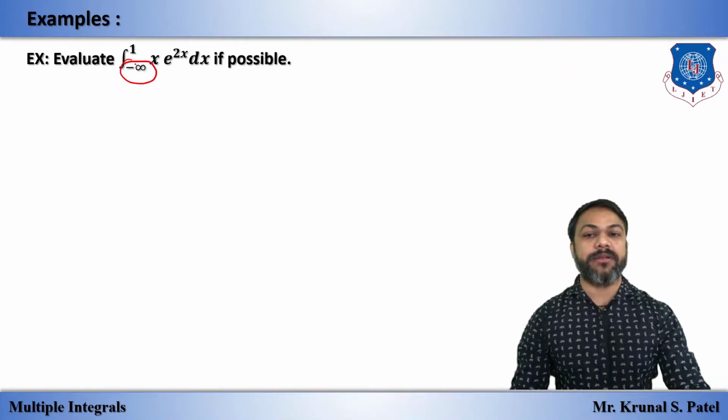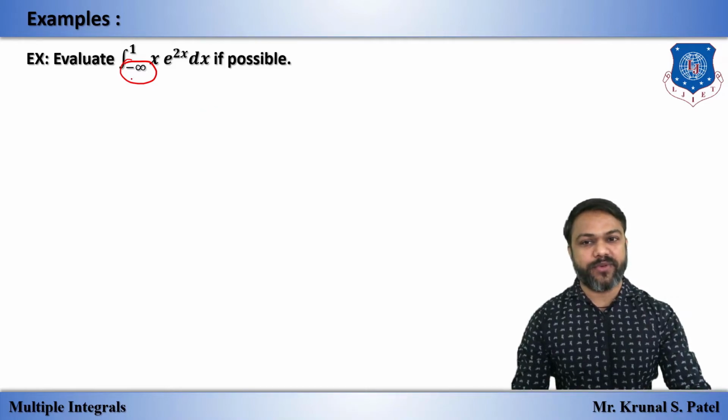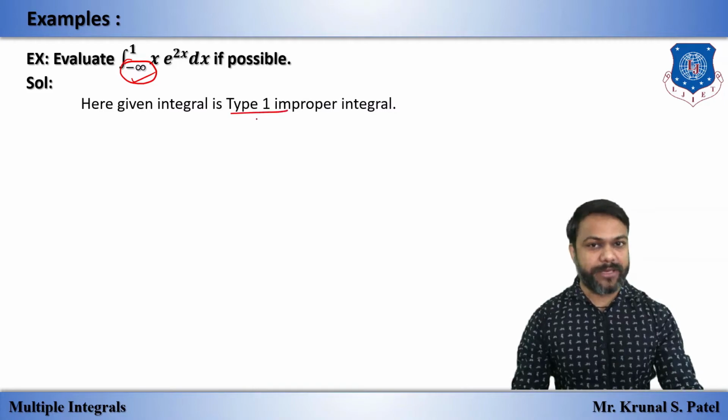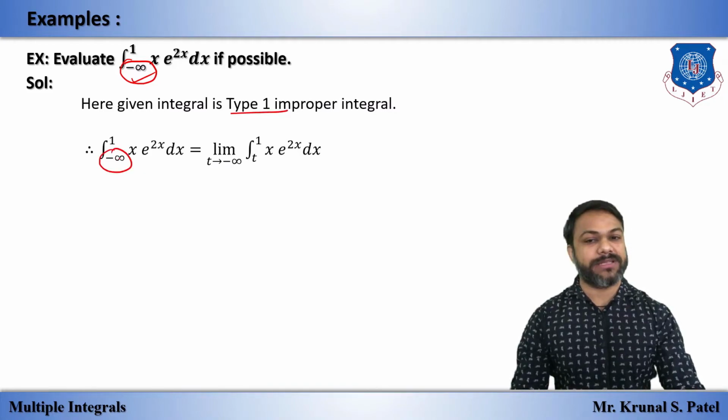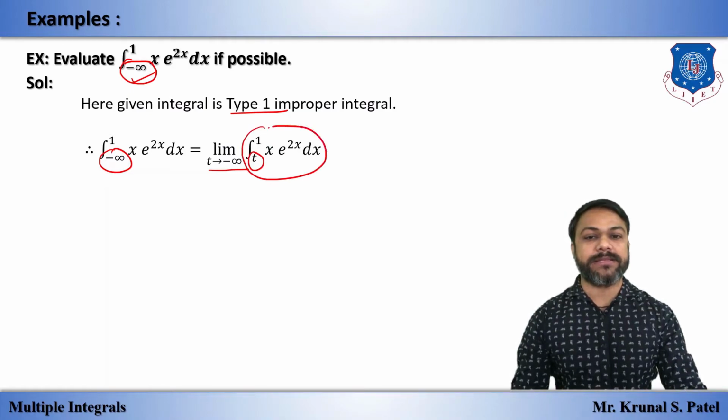This is the example where the lower limit is infinite, so we will take the limit for this. This is a first kind, type 1 example. So we will take the limit for minus infinity, so t tends to minus infinity, and here we will put t. Now we have to integrate this. For that, we have to use Bernoulli integration, as we studied in the chapter on Fourier series.